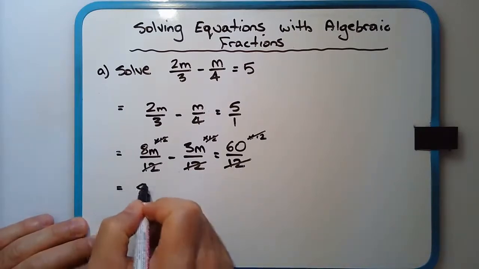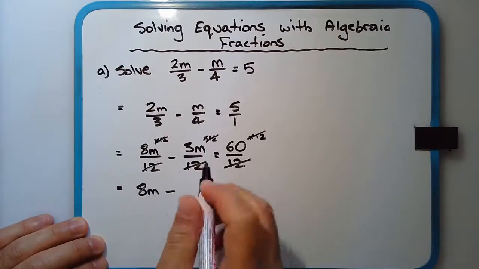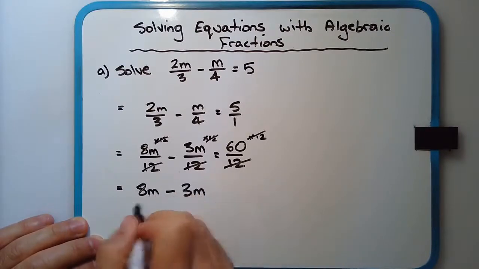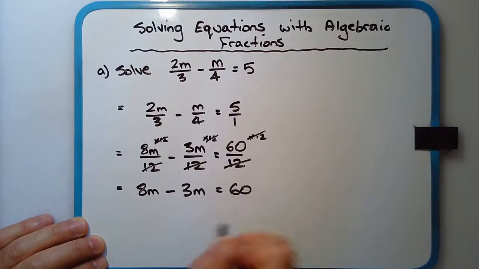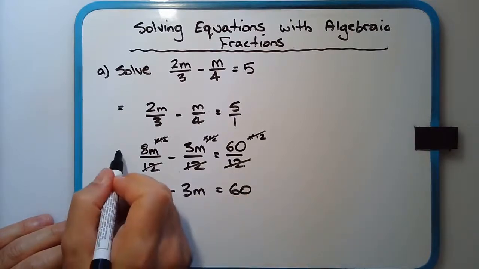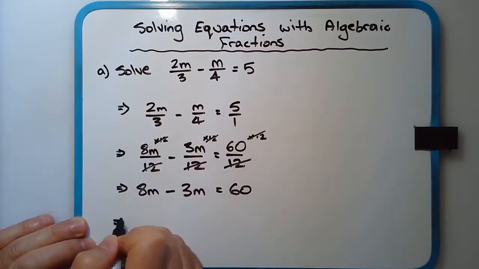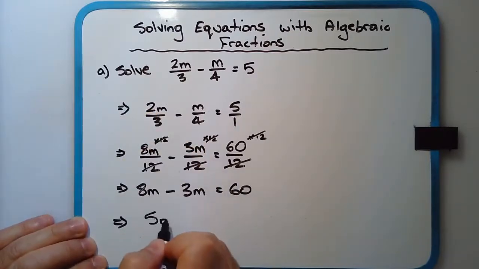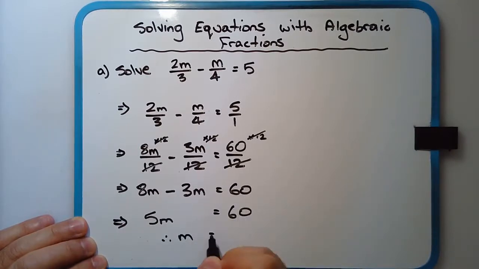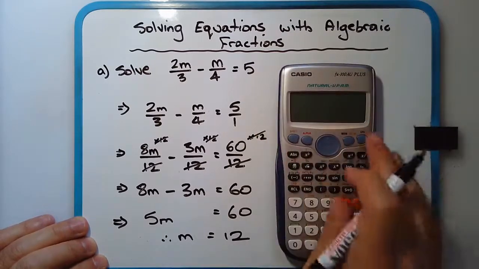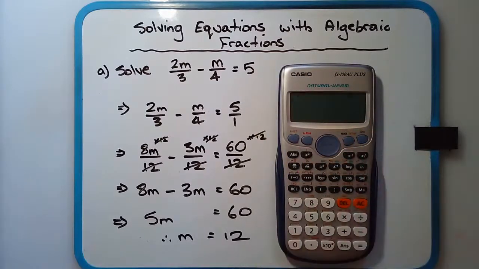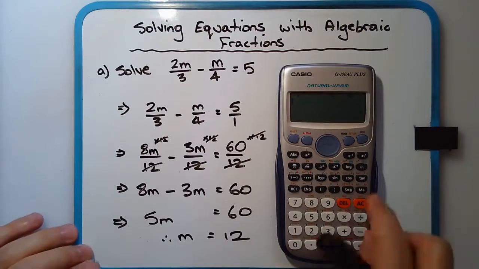So now that the denominators have been cancelled out, 8m minus 3m is equal to 60. I might just put arrows here. 5m is equal to 60, therefore m is equal to 12. It's very, very important that you verify that you got the right answer, in other words, that the correct solution is m equals 12.